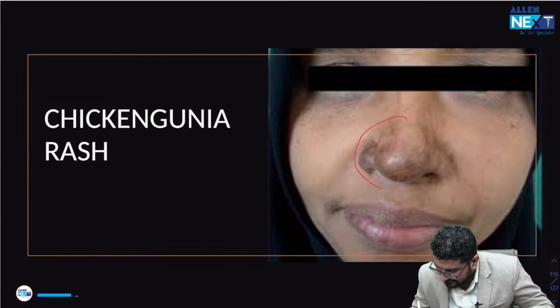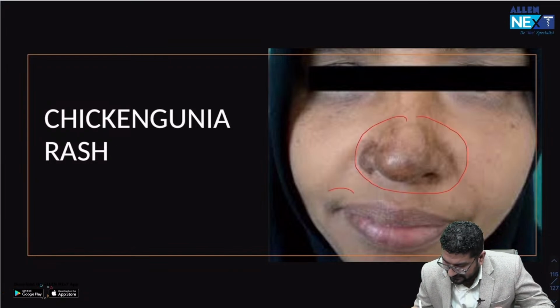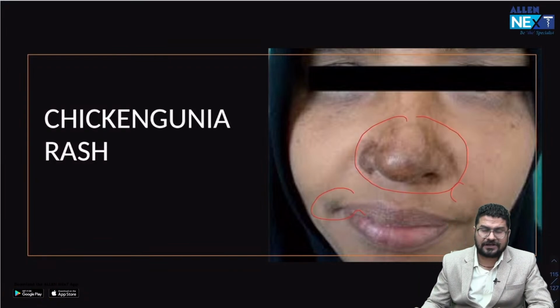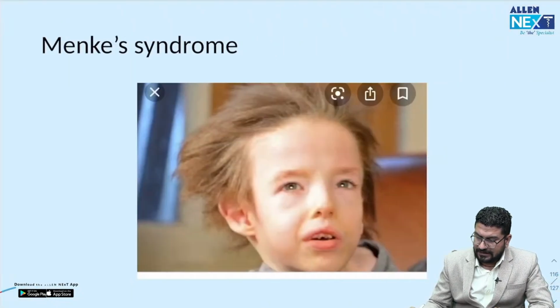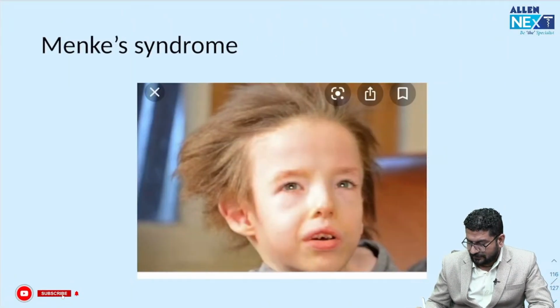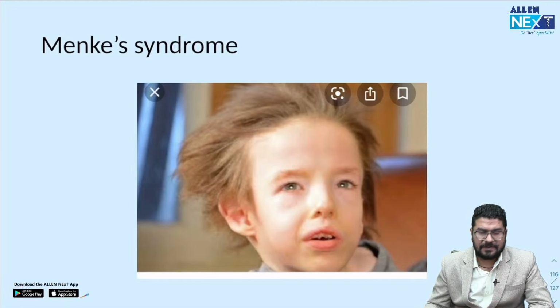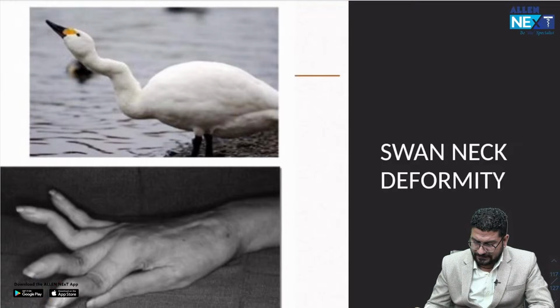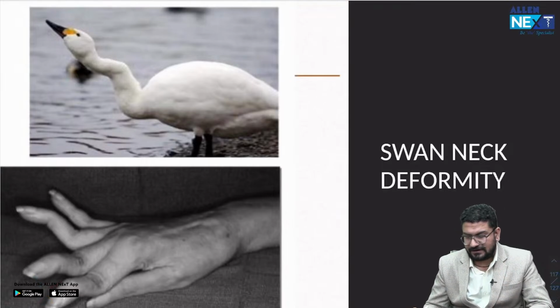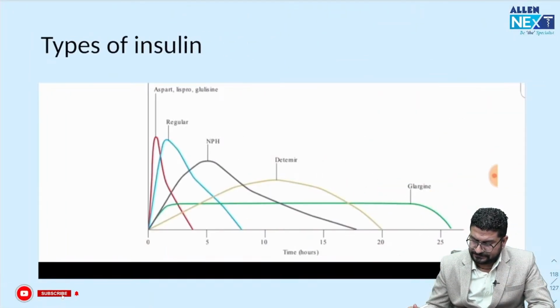This is the chikungunya rash. You can see a peculiar rash at the nose tip, or some area of the lips is involved. We call this chikungunya rash. Kinky hair disease or Menkes syndrome is due to ATP7A gene mutation. Differential diagnosis will be Wilson disease. Swan neck, you can see flexion of the DIP, we see in a patient of rheumatoid arthritis. Then this could be asked in exam.